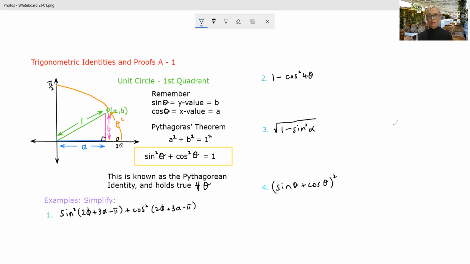I wanted to start talking about trigonometric identities. And in particular, I wanted to introduce to you what is known as the Pythagorean identity.